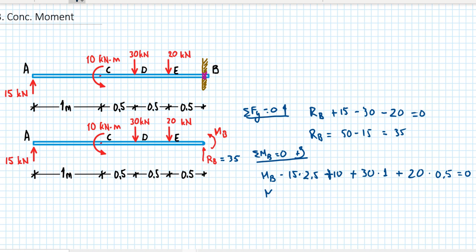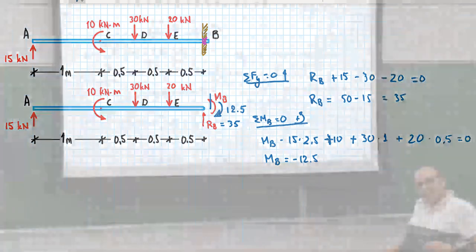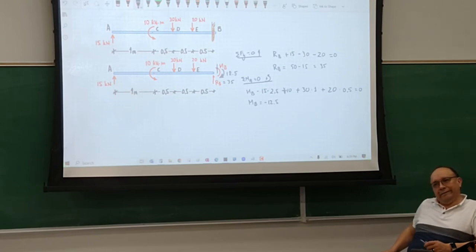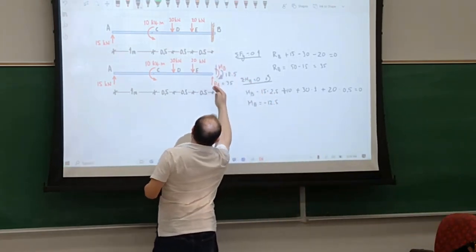Then MB equals, so this 15 times 2.5, what did you get there? 12.5. Positive or negative? 12.5. So that was a good direction change. So it's wrong, right? I have it in the wrong direction. So I put here a little mark, and this is actually like this. 12.5 in this direction, right? Is that a negative moment or a positive moment? Because the beam is sad, right? If you bend this beam with this moment, it's going to go to this side.